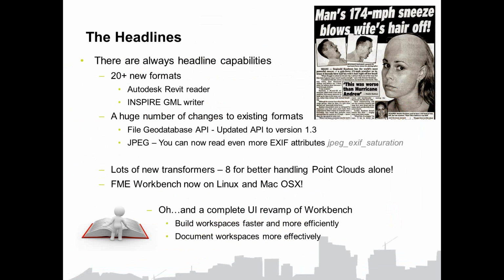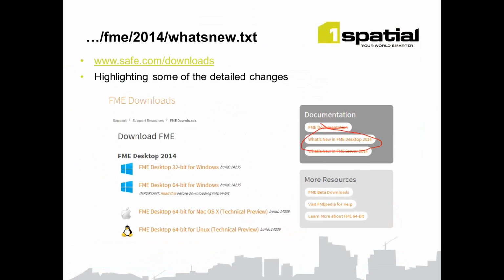There are lots of new transformers for carrying out different tasks. For example, there are 8 new ones just for working with point clouds. Another headline is that you can use Workbench on Linux and Mac OS X now if you want. So those technology preview installers are now available for you to download. One of the things we've seen a big change in and are pleased about is also the user interface revamp that's happened, but more on that a little later in this session.